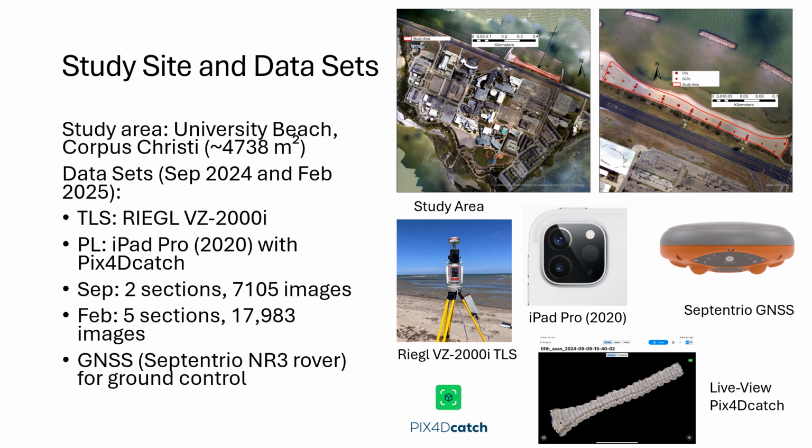The study site that I tested is in University Beach, and two data sets from two different dates were used: terrestrial laser scanner, pocket lidar, and also RTK GNSS, real-time kinematic data, for ground control. And since iPad Pro has some limitations, I divided the study area into two different sections for September, and for February, five different sections because there was a lot more beach than that in September.